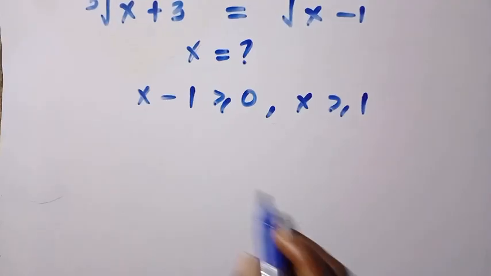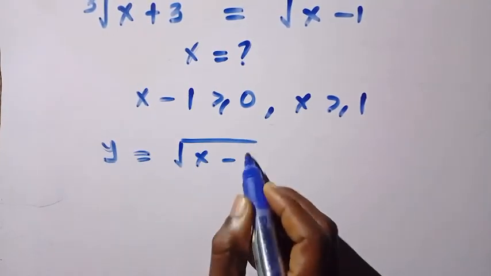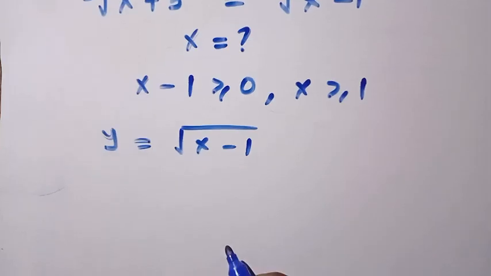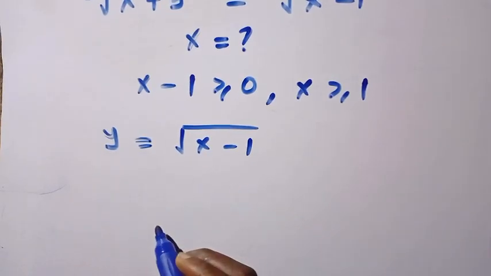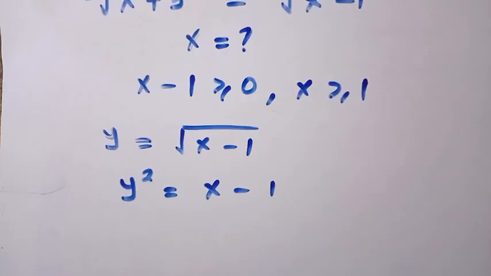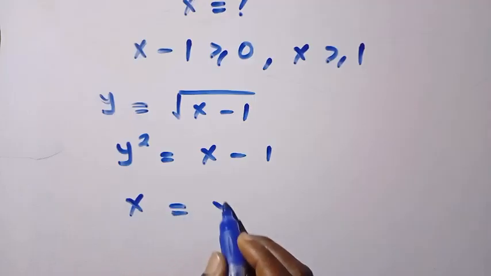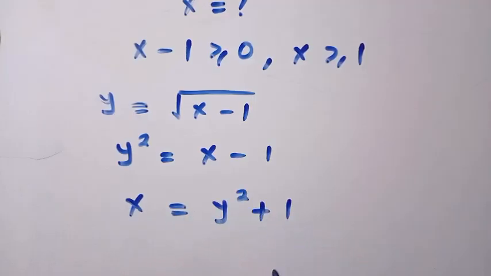So therefore, if I let y equal the square root of x minus 1, then taking the square of both sides, we have y squared equals x minus 1. I want to make x the subject of the formula, so x equals y squared plus 1. This is what we have here.